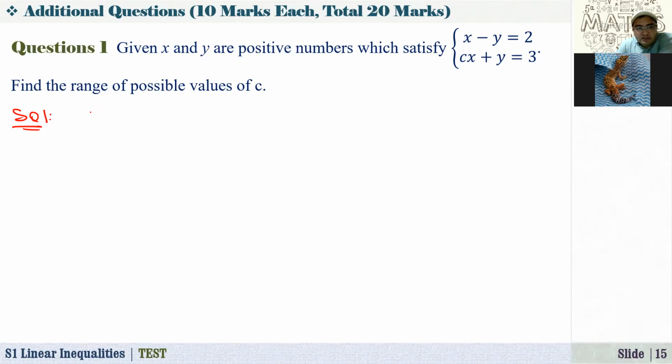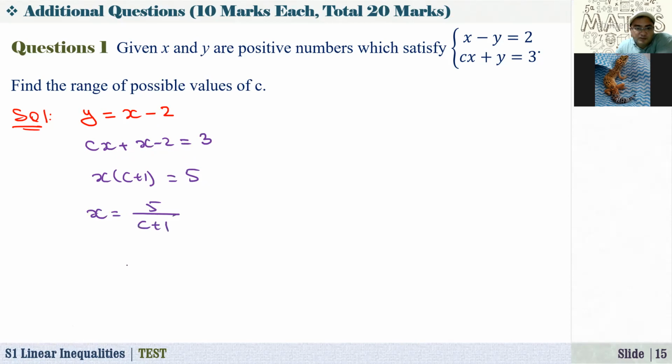From the first equation, I can just write y is equal to x minus 2, right? So now if you substitute this into our second equation, then here we have cx plus y, which is x minus 2, equal to 3. Now from here, I can just express everything in terms of x. So x times c plus 1 is equal to, taking negative 2 to the right-hand side, 5. So what is x here? x equals 5 over c plus 1.